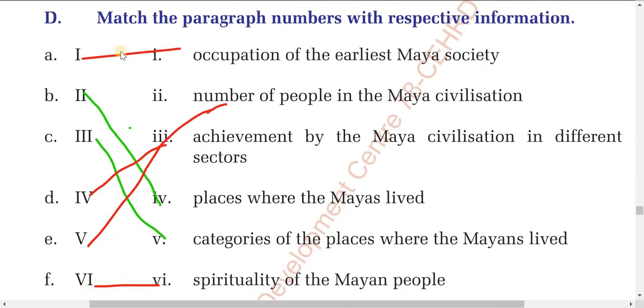Number one. The first paragraph gives information about the occupation of the earliest Maya society. The second paragraph gives information about the places where the Mayas lived. The third paragraph gives information about the categories of the places. The fourth paragraph is about the number of people in the Maya civilization, and the last is about achievements by the Maya civilization in different sectors.